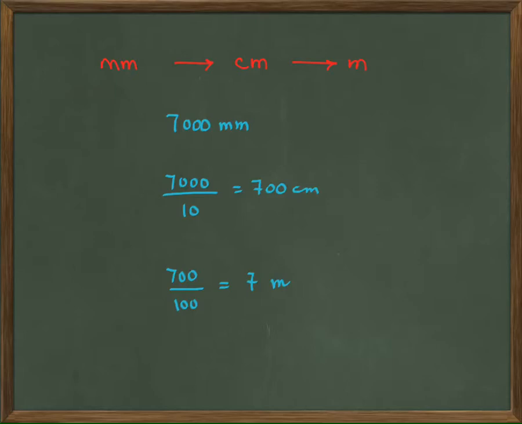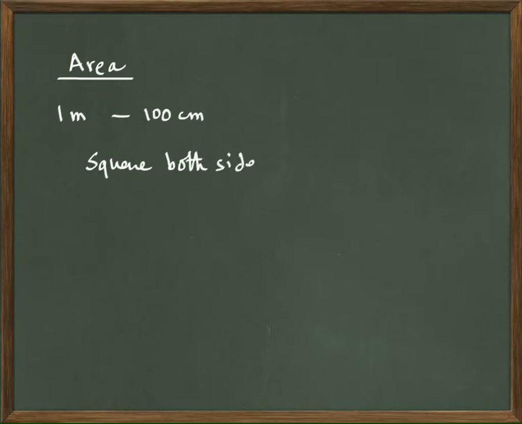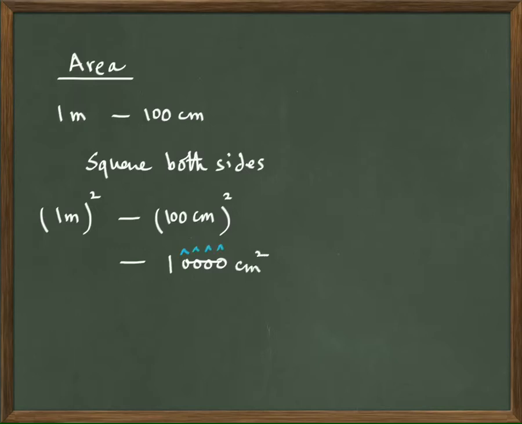So now if I move on and I talk about area, how should I proceed with this? Think about it. The rule in math that is based upon justice is that whatever you do to one side of the equation, you do it to the other side. That means if I have the conversion from meter to centimeter, 1 meter is 100 centimeter. Square both sides. Therefore, 1 meter, the whole thing square, becomes 100 centimeter, the whole thing square, which is 1 with 4 zeros. So therefore, 10,000 centimeter square.